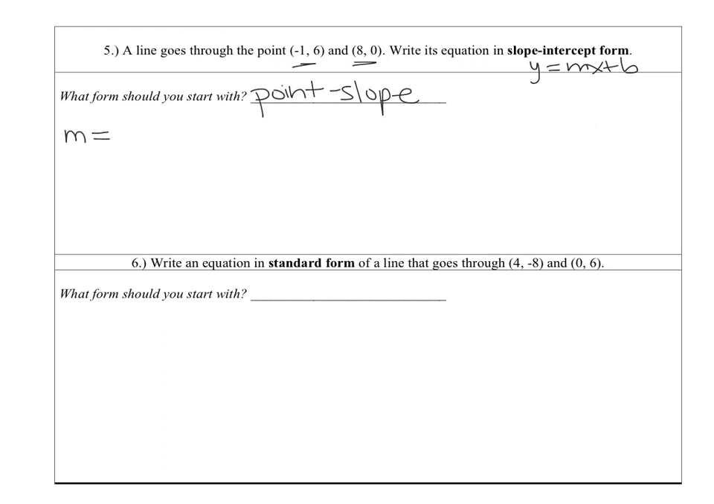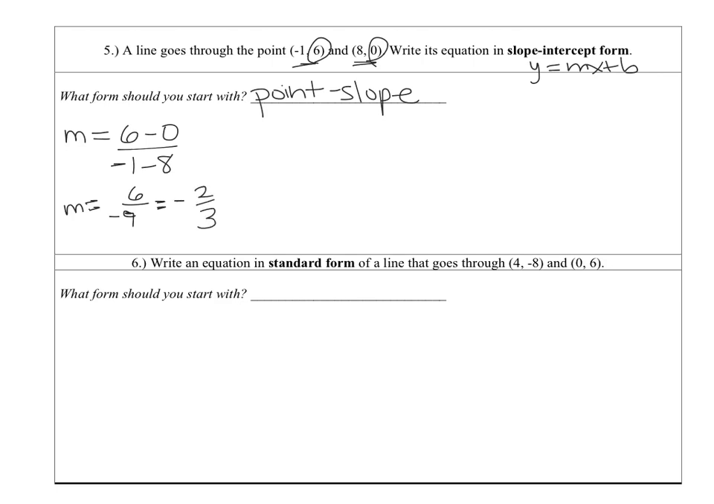Remember, for the slope, you just subtract the y minus the y on the top and the x minus the x on the bottom. So I'm going to do 6 minus 0 on the top, and then on the bottom, I'm going to do -1 minus 8. That's going to give me 6 over -9, which then reduces to -2/3. So my slope is -2/3.